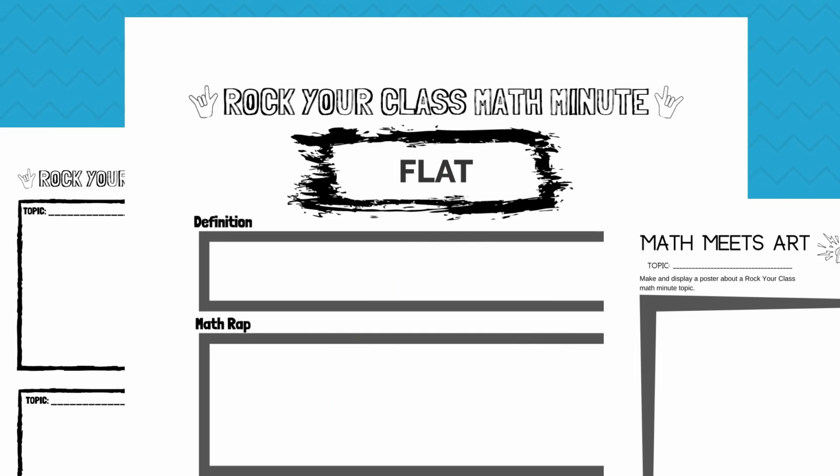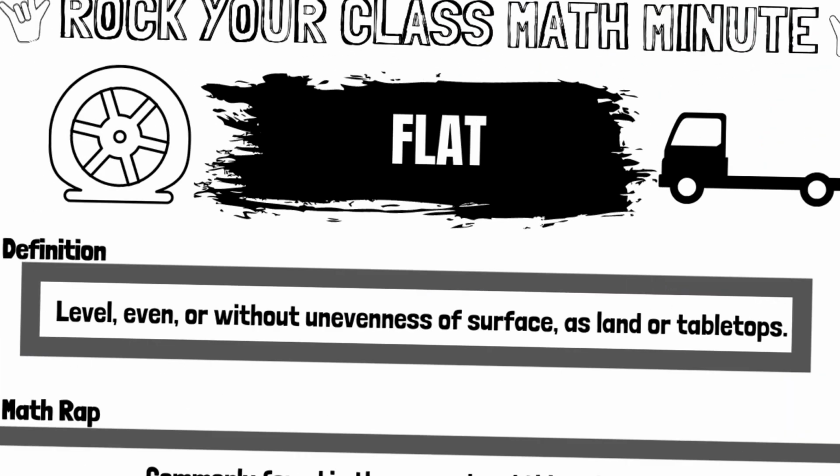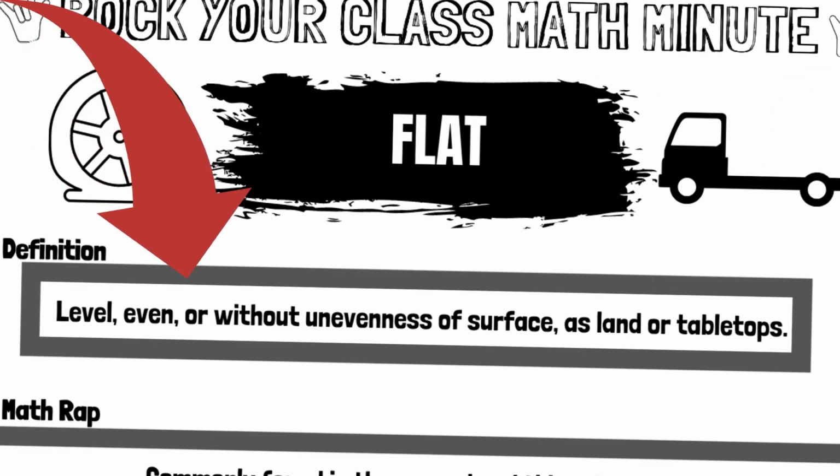Flat. What does the dictionary say? Level, even, or without unevenness of surface, as land or tabletops.